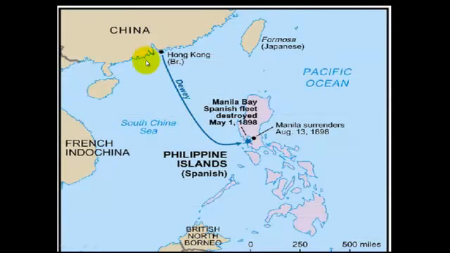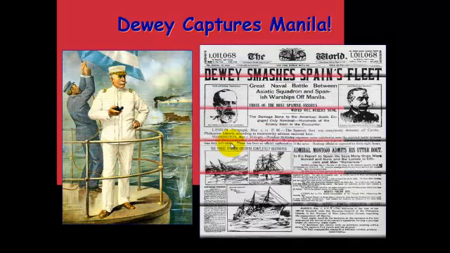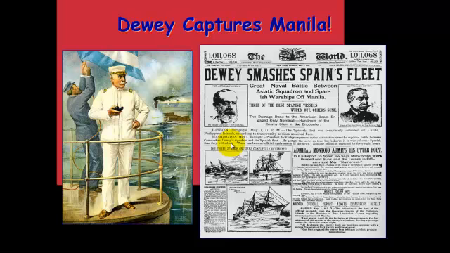So once again, remember Roosevelt had cabled Dewey in Hong Kong. Dewey is now going to sail with ships and come into Manila Bay. Spain's fleet, Spain's navy's ready to rock it up with us, but we just destroy them with no problem at all. Nobody dies. We just destroy the heck out of them. So Dewey captures Manila. Dewey smashes Spain's fleet. He becomes like a hero big time.